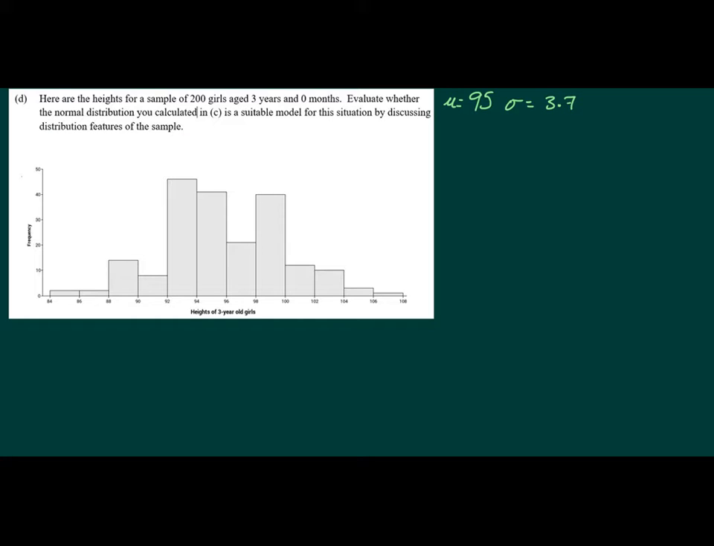So here are the features of a normal distribution that you need to know. Firstly, it's bell-shaped. That's the first thing. So it has that kind of look to it. Half is one side of the mean and the other half is the other side of the mean, and the mean, the median and the mode are all the same.